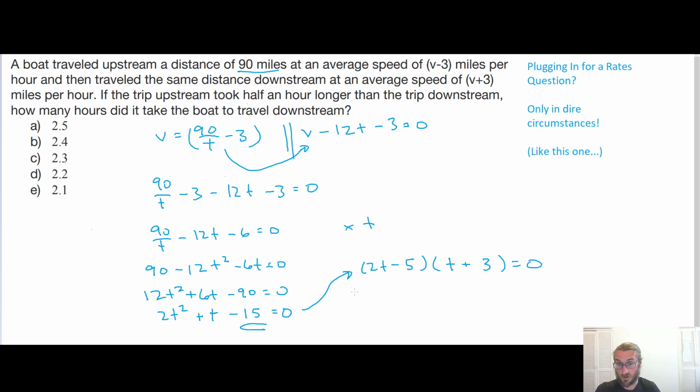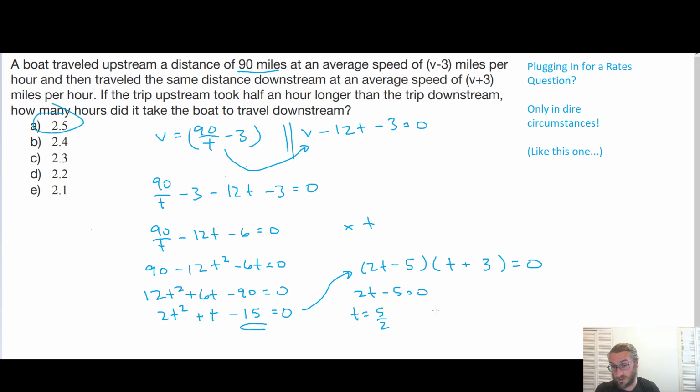Which then gives us, okay, so 2t minus 5 equals 0, so that's going to be t equals 5 over 2, 2.5. Oh, look at that, answer A, after all that work. Or we get t equals minus 3, which essentially means that the boat arrived at the destination before it left.